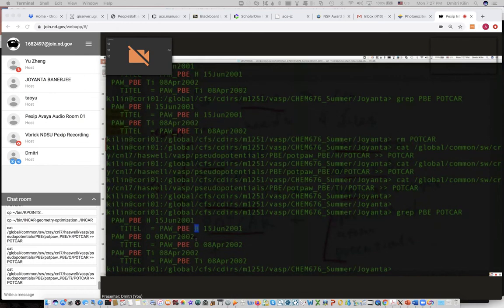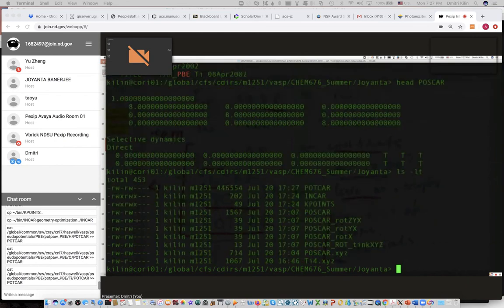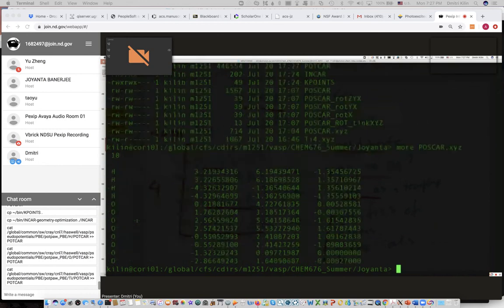If I type head POSCAR, oh no, something is wrong with your POSCAR. I need to fix it as well. More POSCAR.xyz. You did remove titanium atoms at the bottom. Your model has only hydrogens and oxygens. Let me redo it.